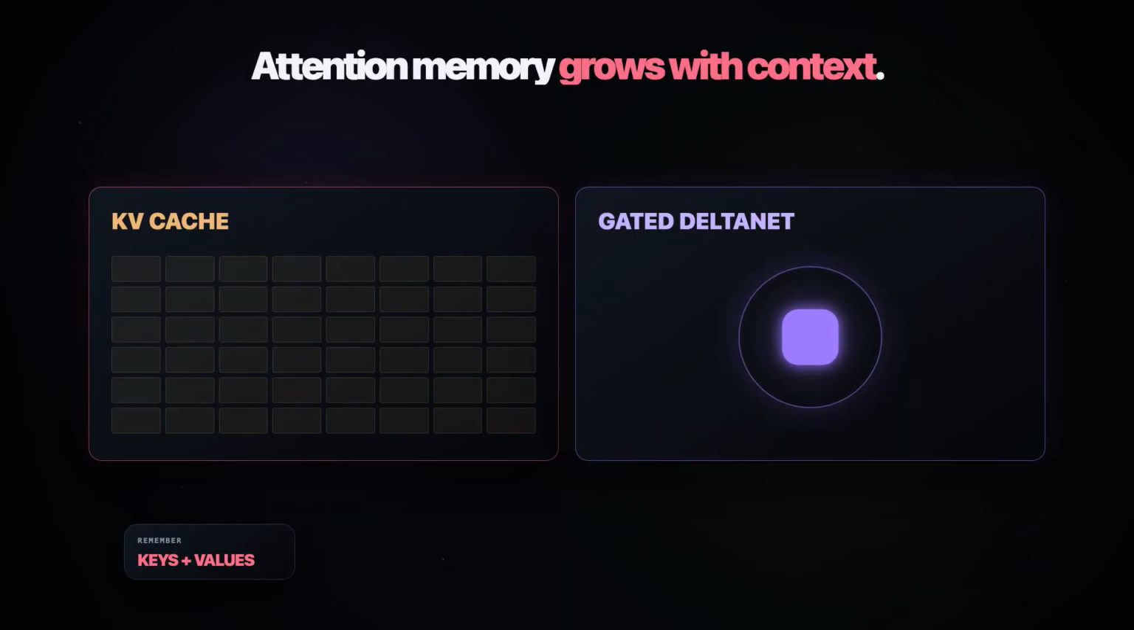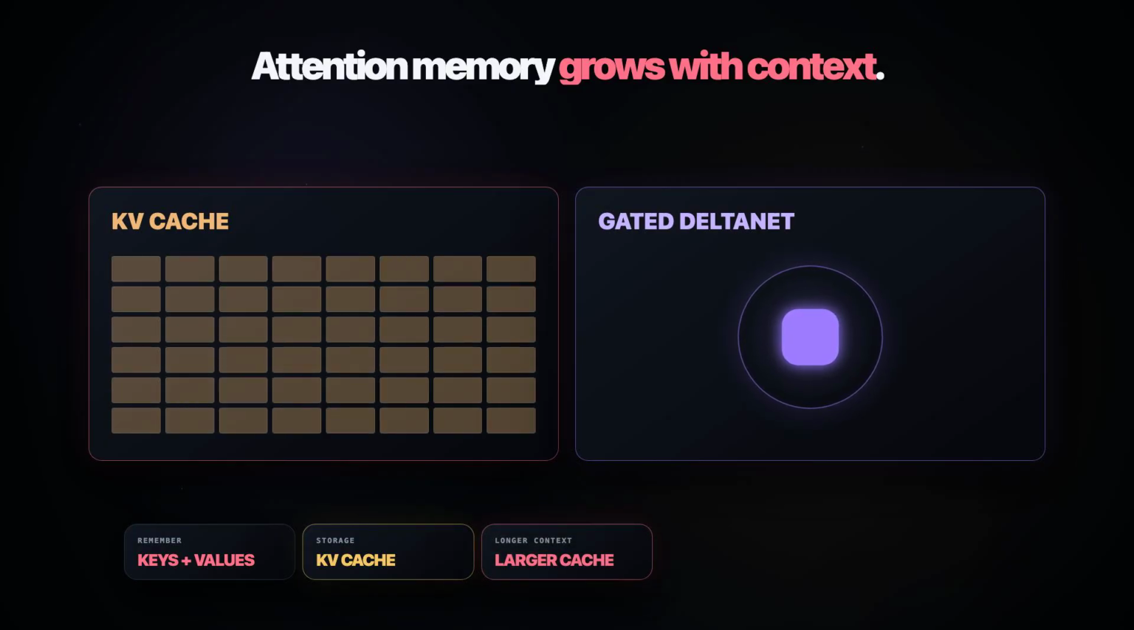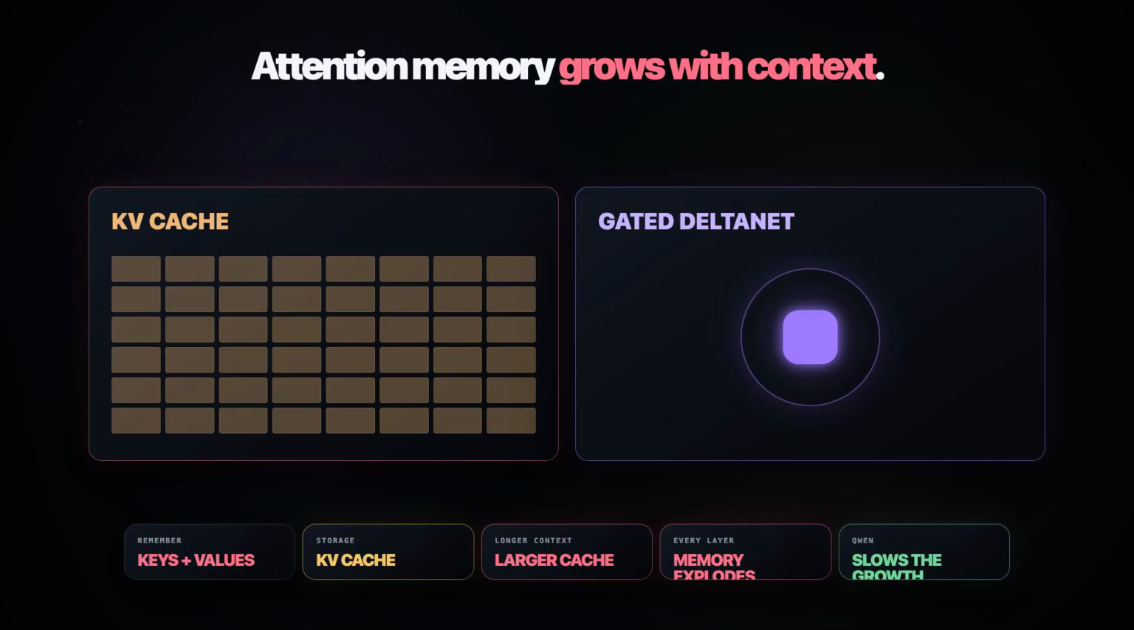Traditional attention needs to remember keys and values from previous tokens. That memory is stored in the KV cache. As your context gets longer, the cache gets larger. And if every layer uses full attention, long context can absolutely destroy your memory budget. Qwen avoids a lot of that growth by using DeltaNet layers for most of the network.